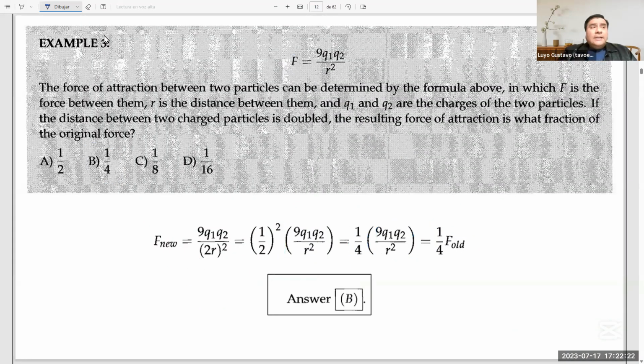Okay, let's now continue with the next example here. Let's see, any questions, any doubts? Please, if you have any questions or something is not clear, just raise your hand or you can participate, okay? Madeline, please, what's your question or your comment?